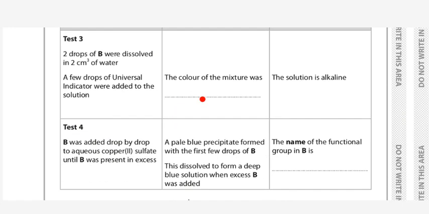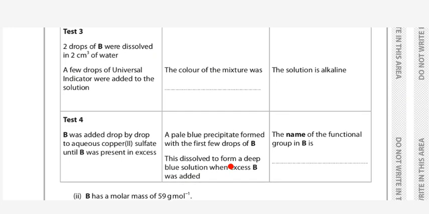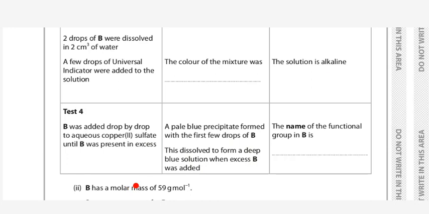B was added drop by drop to aqueous copper(II) sulfate until B was present in excess. Pale blue precipitate forms with the first few drops of B. That means your B is alkali. B is alkali because alkali reacting with copper sulfate, you get a blue precipitate, right? And you add excess, see what happens. Deep blue solution is formed. This is ammonium hydroxide, right?